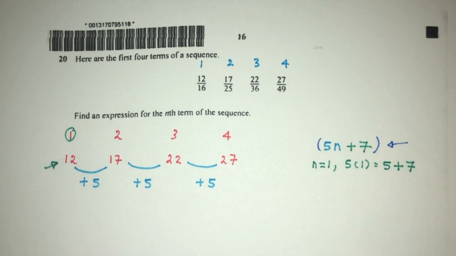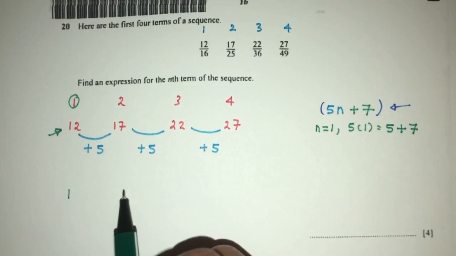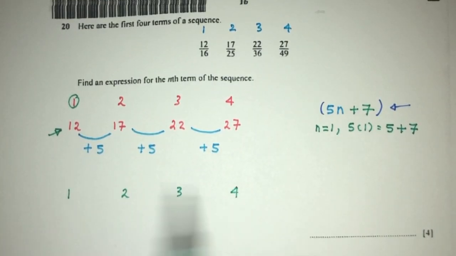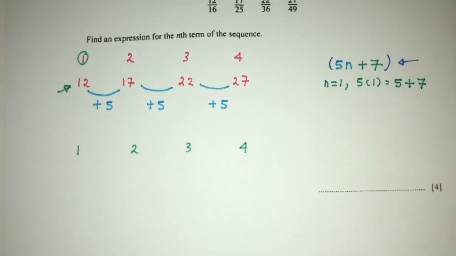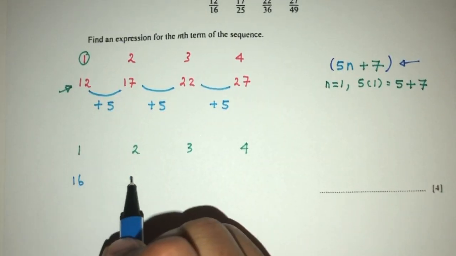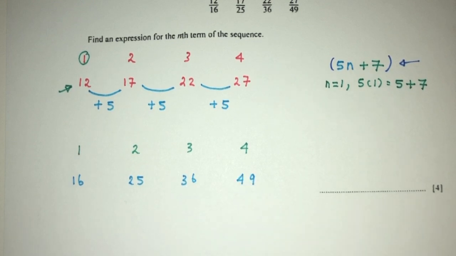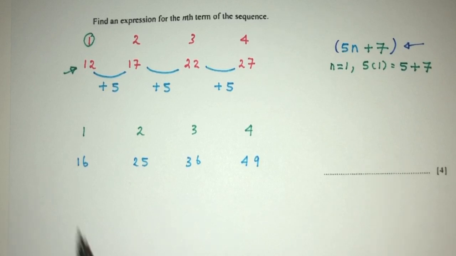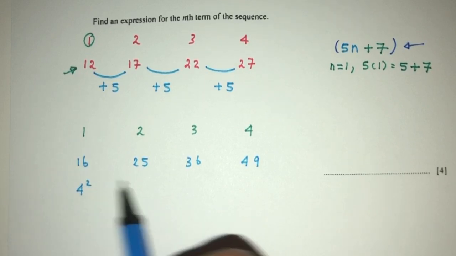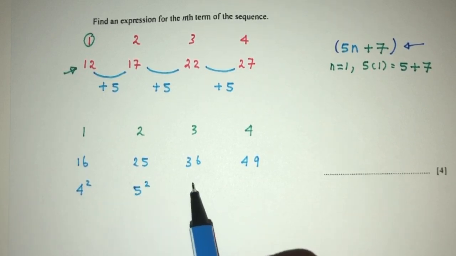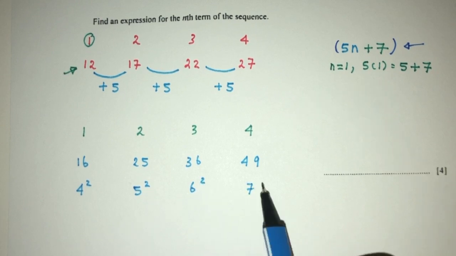So here we have term 1, 2, 3, and 4. Now for the base we have 16, 25, 36, and 49. So what can we see? We can observe something. It is simply 4 power 2, 5 power 2, 6 power 2, and 7 power 2.